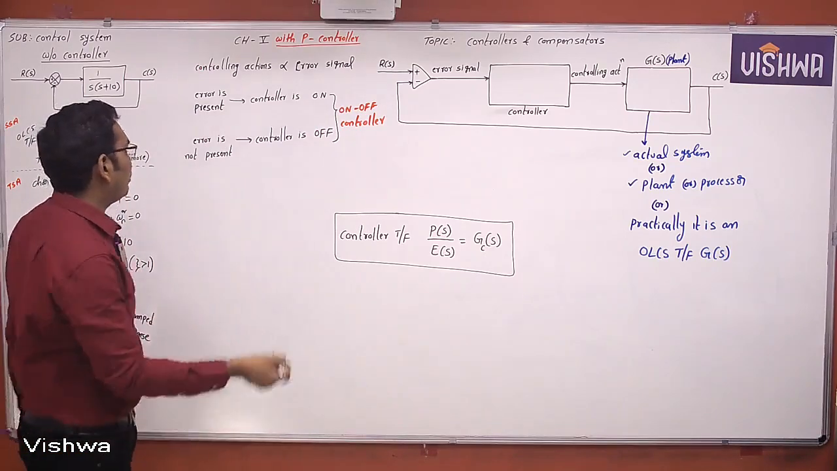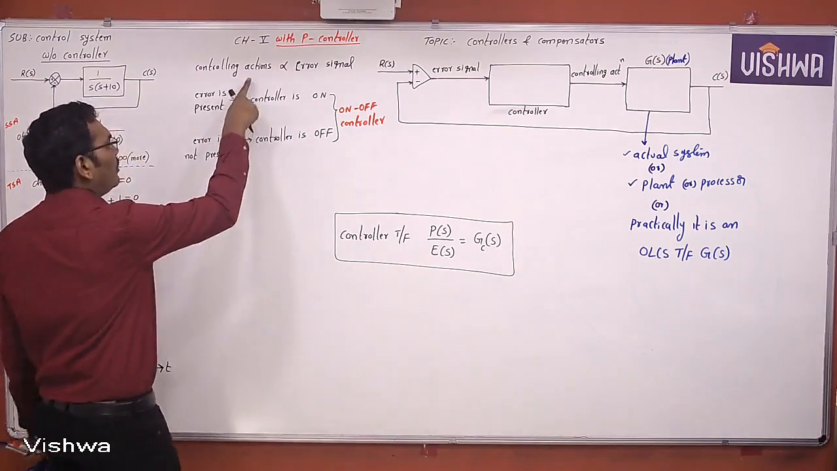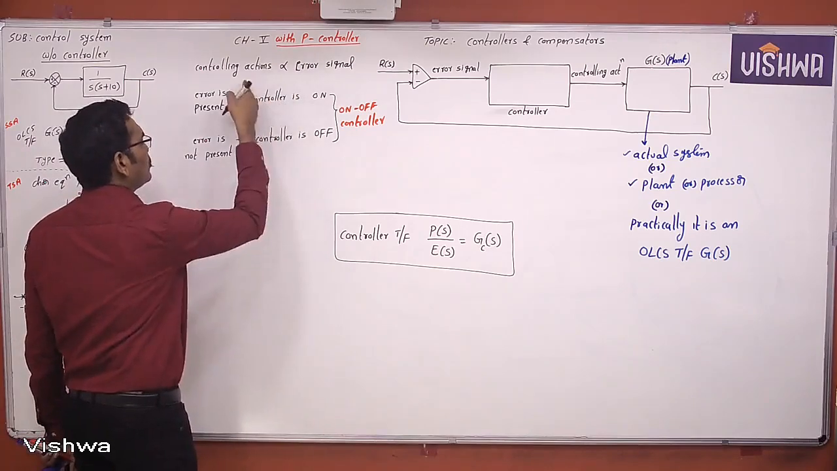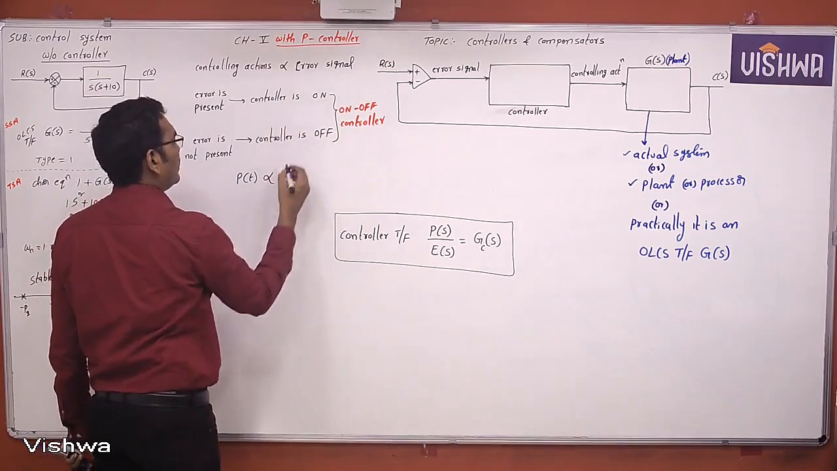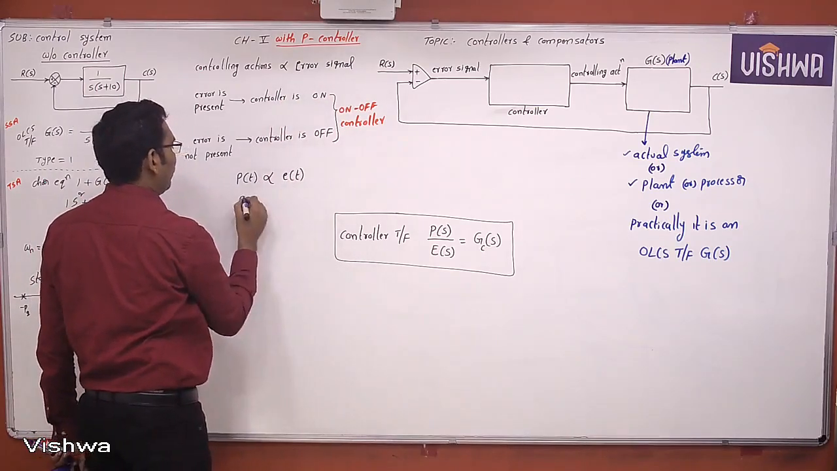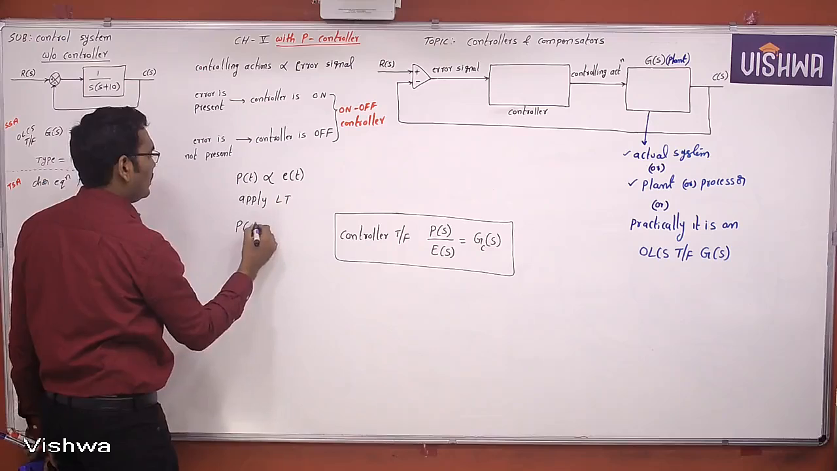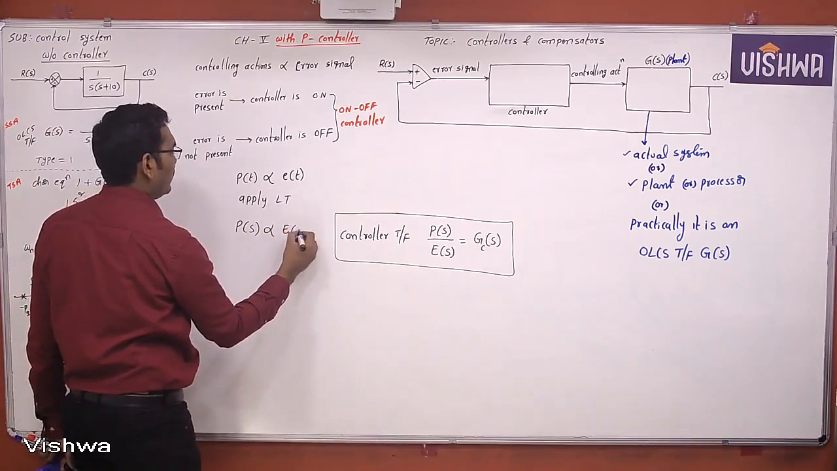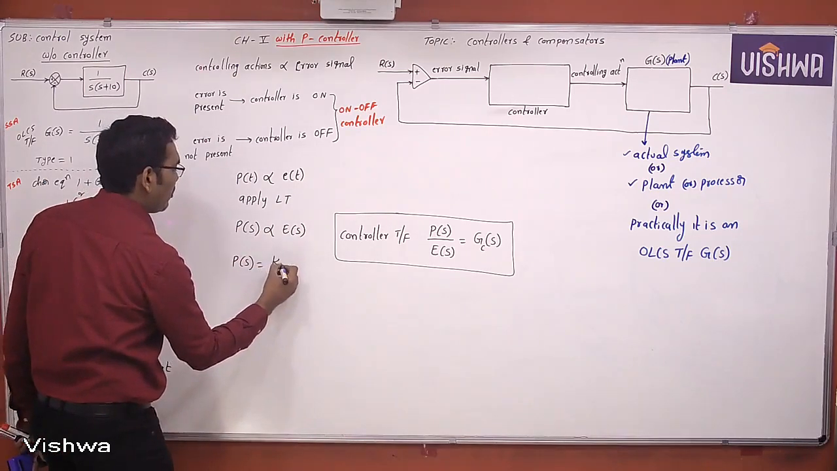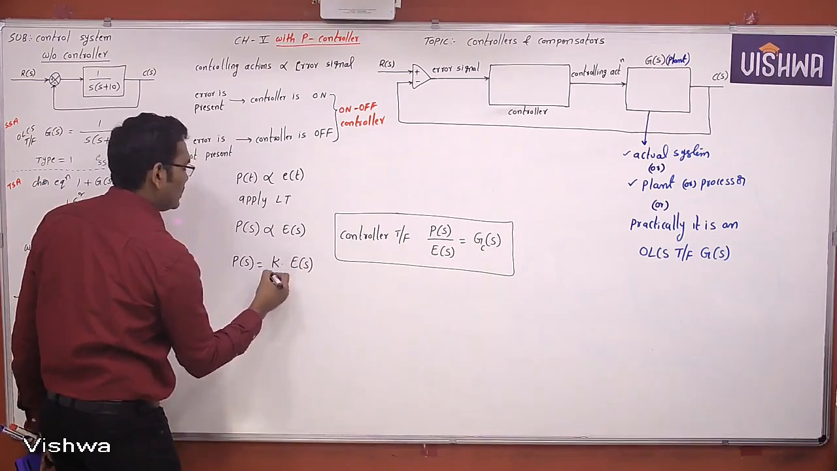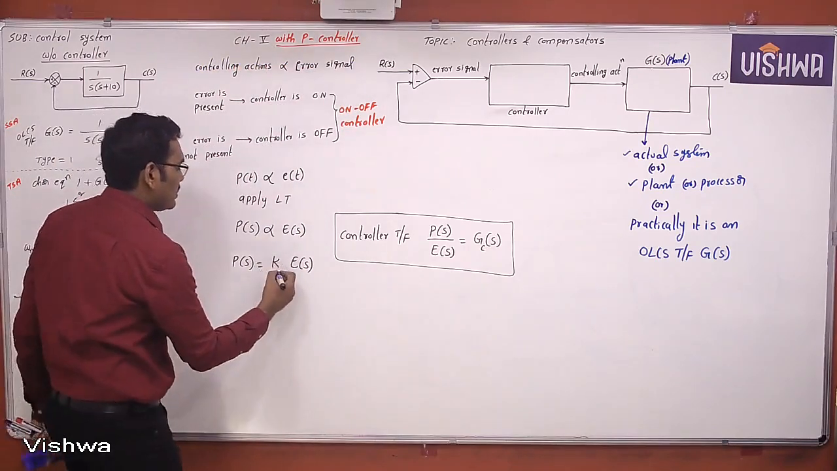Now students, you see here, the controlling actions are directly proportional to the error signal. Controlling actions are represented by p of t, proportional to the error signal e of t. If I apply Laplace transformation, the Laplace transformation of p of t is P of s, and of e of t is E of s. If I remove this proportionality, we put a constant k, or a gain. This is the P controller, therefore this k is represented as Kp.